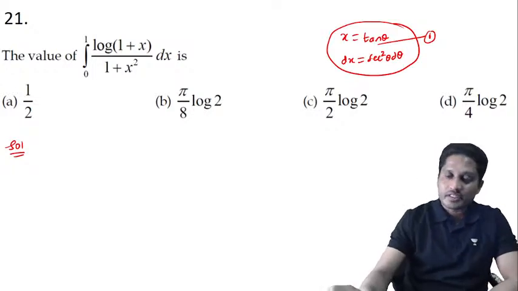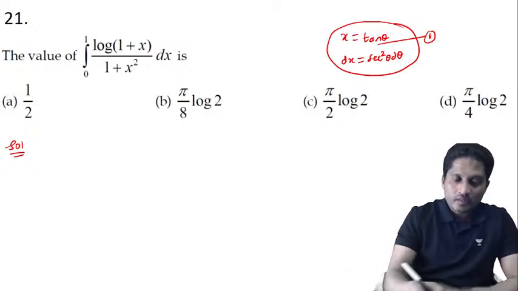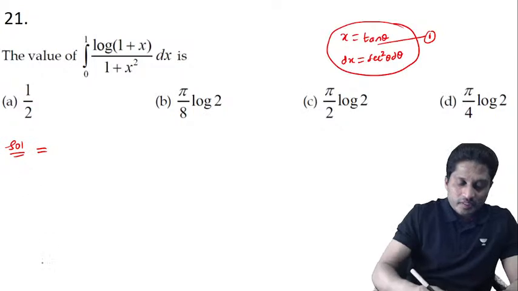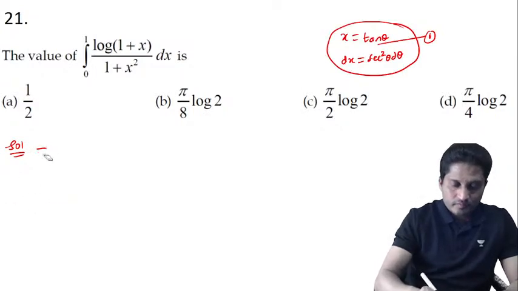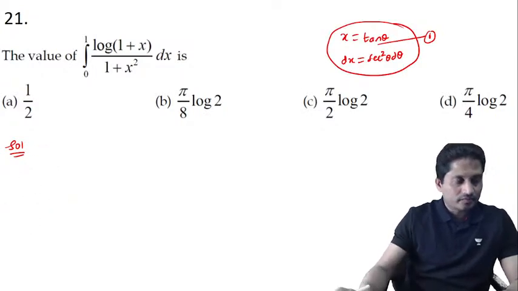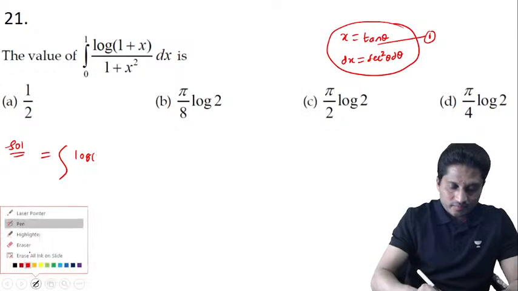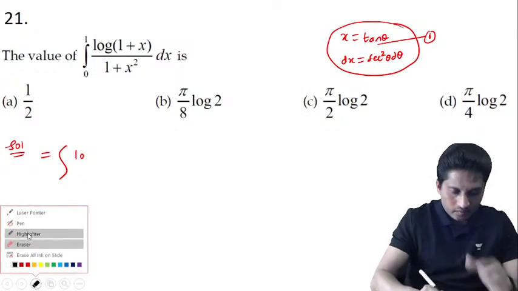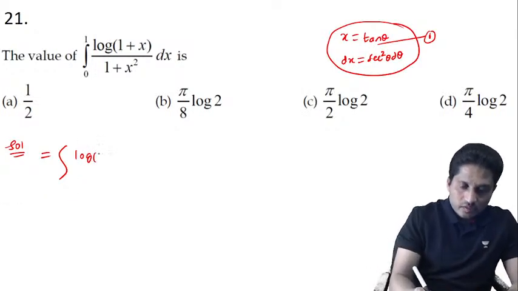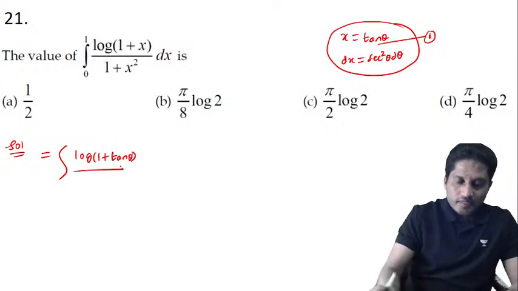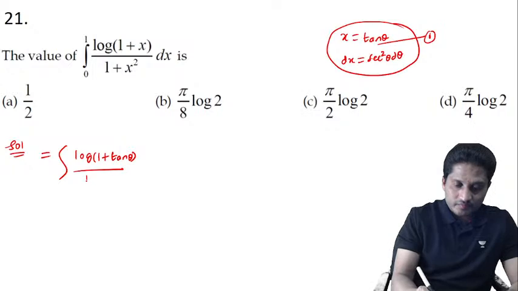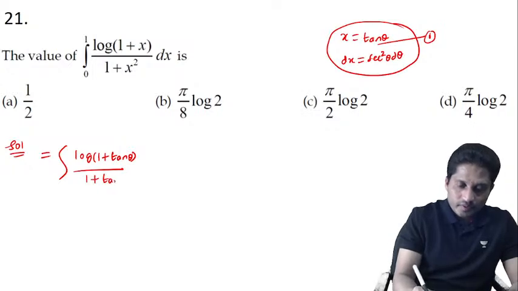It is called equation 1. So this becomes integration 0 to pi by 2. Sorry, integral, x is equal to tan theta, you get log of 1 plus tan theta, whole divided by 1 plus tan square theta. And dx will be equal to sec square theta d theta.